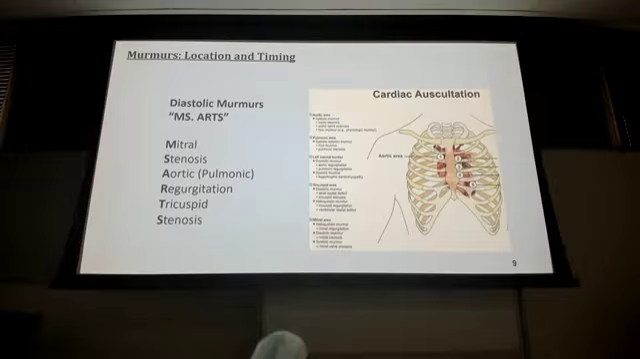And recall from our first block that each one of these murmurs is best appreciated at a specific auscultation site. And knowing which auscultation site is present and what phase you're hearing the murmur will help you diagnose the heart lesion.